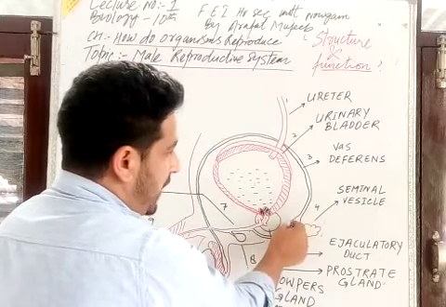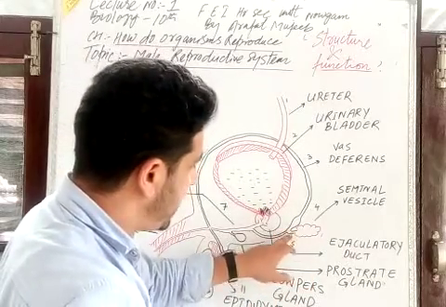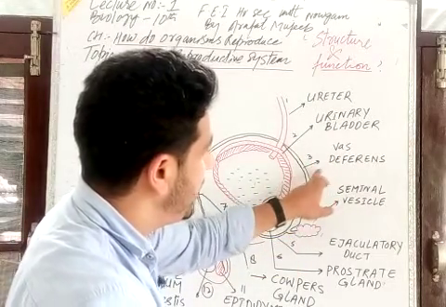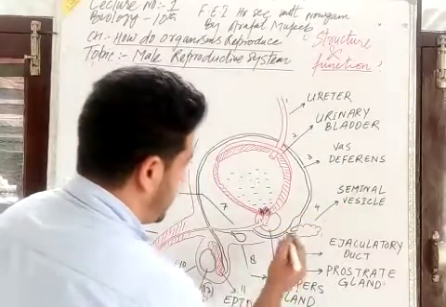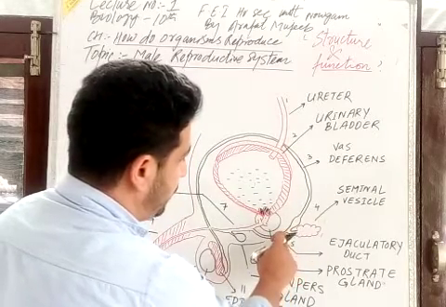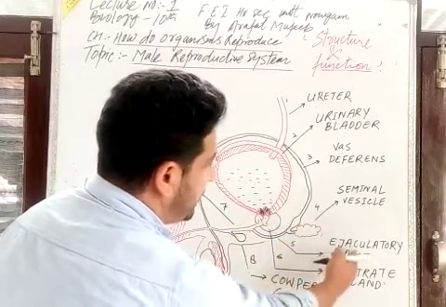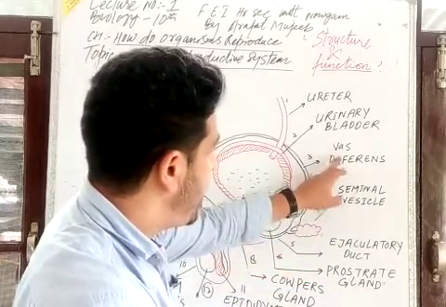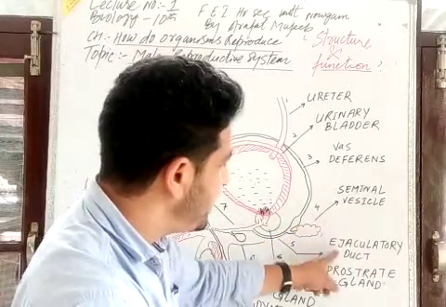After the ampulla, the duct of the seminal vesicle enters into this vas deferens, which I labeled as number 3. Then this duct, the seminal vesicle duct, connects with the vas deferens here. Then it is named the ejaculatory duct. After the seminal vesicle duct connects to the vas deferens near its ampulla, it is now known as the ejaculatory duct.